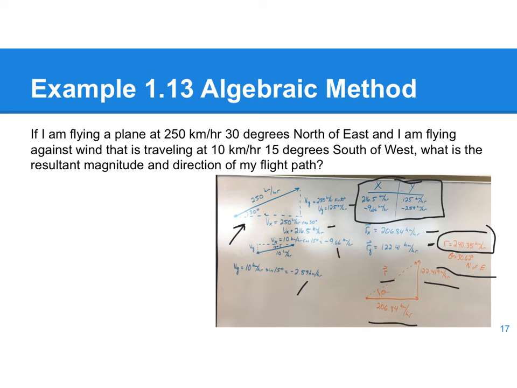north of east. So we can utilize breaking vectors into components, adding all the x components and adding all the y components to get a resultant x, a resultant y, and then I can use the x and y to get my absolute resultant vector, both magnitude and direction. And that's the algebraic method.